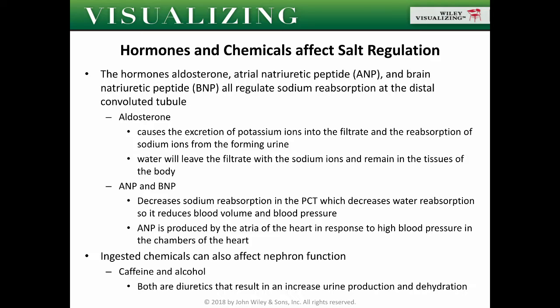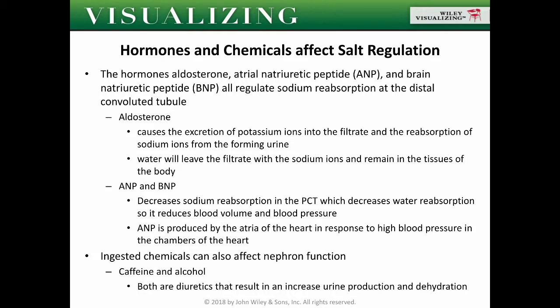Now, they actually work in a reverse fashion. So aldosterone allows for more excretion of the potassium ions into the filtrate and reabsorption of sodium ions back to the forming urine. So the end result is that sodium ions will remain, and water will leave the filtrate with the sodium ions and remain in the tissues of your body. Whereas your ANP and BNP decrease water reabsorption in the flowing urine. Aldosterone has the different effect.